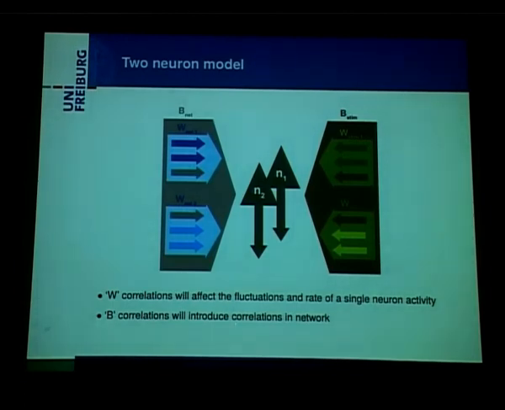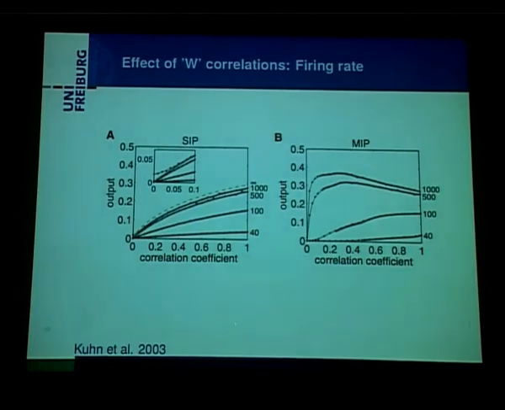A simpler way to think about it is that you have convergent projections that create within correlations, and you have divergent connections which create the between correlations. And it turns out this distinction is very, very important to understand what these correlations will do. Early on, already in 2003, we knew that correlations can affect the firing rate.